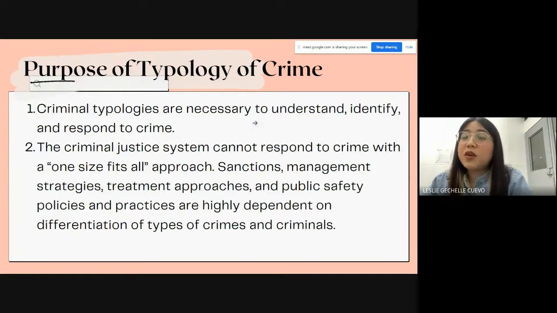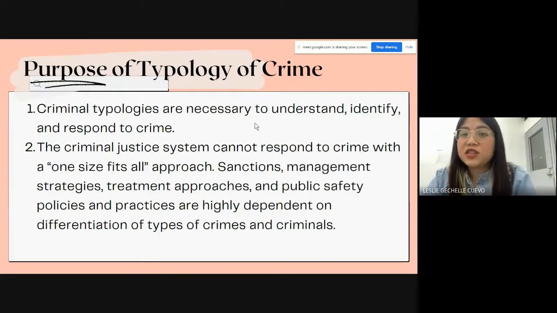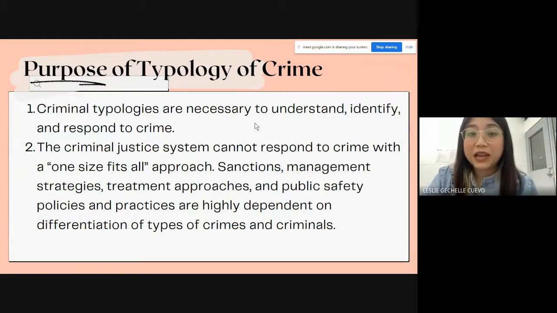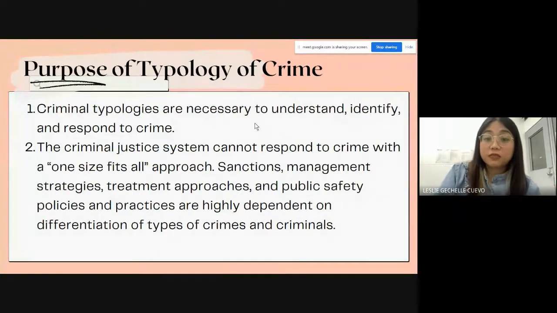Okay? The purposes of typology of crime are the following. So first, criminal typologies are necessary to understand, identify, and respond to crime. The criminal justice system cannot respond to crime with a one-size-fits-all approach. I think nabanggit ko na rin to before na ang punishment ay hindi pwede na pare-parehas sa lahat ng mga offenders. A punishment should be specific.